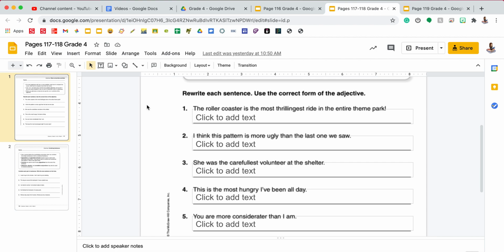Number 1 states the roller coaster is the most thrillingest ride in the entire theme park. So I see that the person put most and added EST to the end of the word. I need to decide which one's better. I like the usage of most thrilling because thrillingest isn't a word.